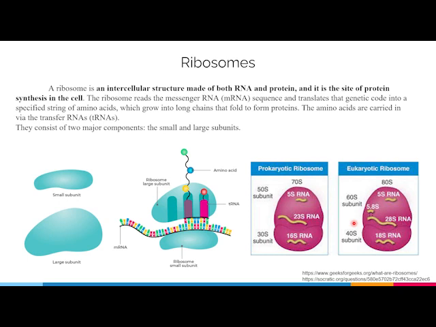Because we know centrifugal force does not work via simple addition, and we have some different mathematics there. It is not simple addition that we will go and add up to 100. So 80S for the eukaryotic, 70S for the prokaryotic. One other thing that I would like you to pay mind to is that prokaryotes have a 16S RNA in the small subunit, whereas eukaryotic ones have an 18S RNA in the small subunit.